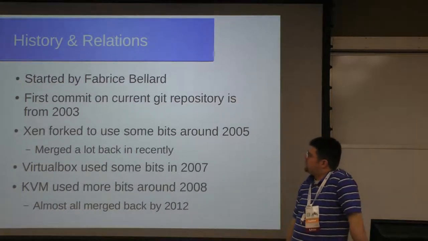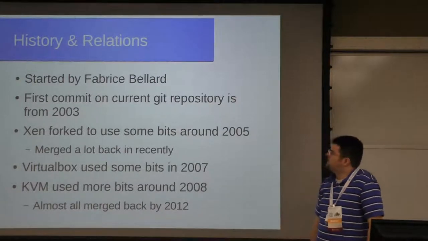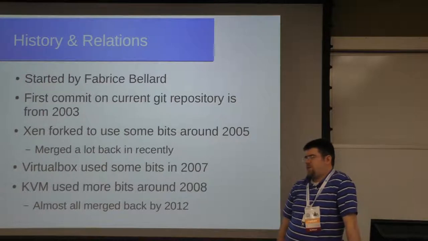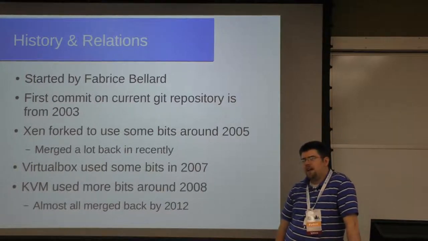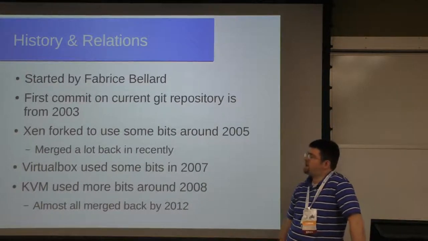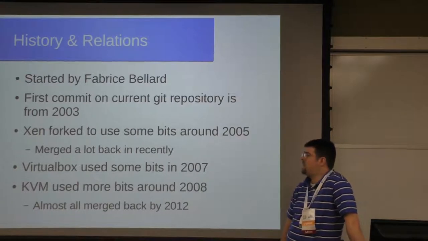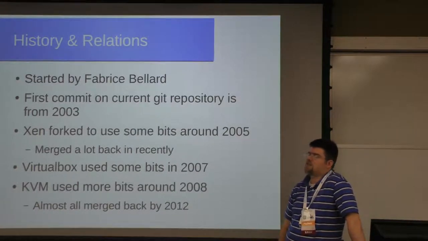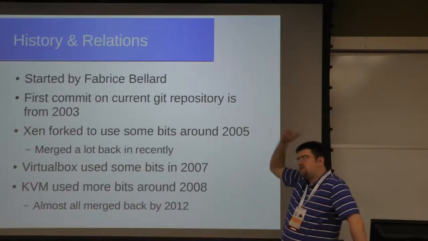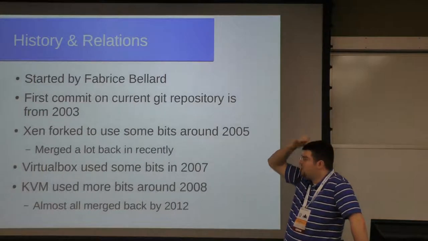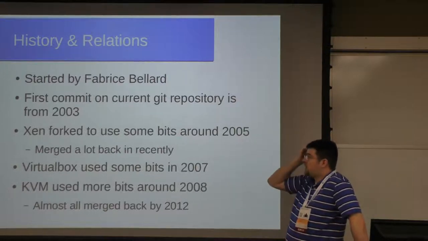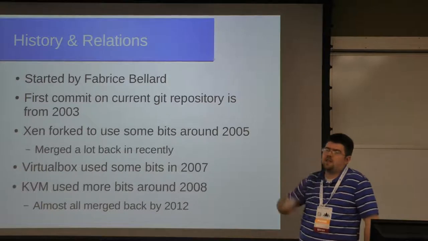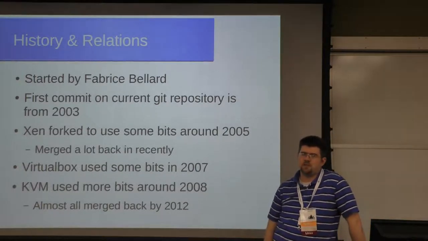So here's a little bit of history and relation of QEMU to other things. Started by Fabrice Bellard. I went through the current Git repo, and the first commit is in 2003. And it looked like it was some import of some CVS stuff, so I'm not entirely sure when it was started. But either way, it predates KVM, VirtualBox. Xen started around the 2003 timeframe as well, so I'm not quite sure which one got started first there. But Xen took a number of bits from it in 2005 for the Xen full virtualization support, the HVM support.